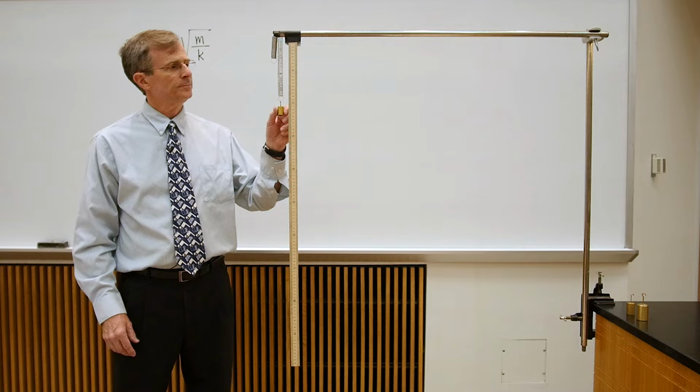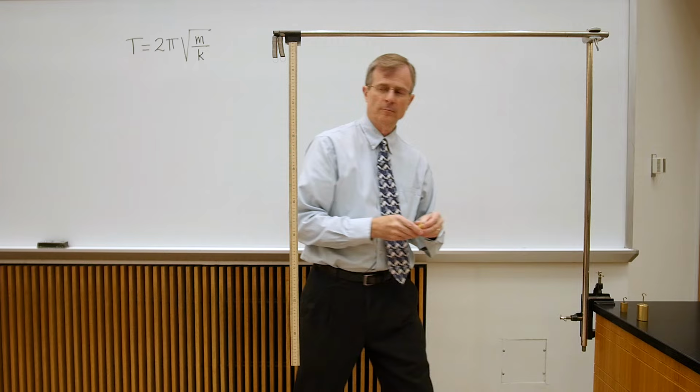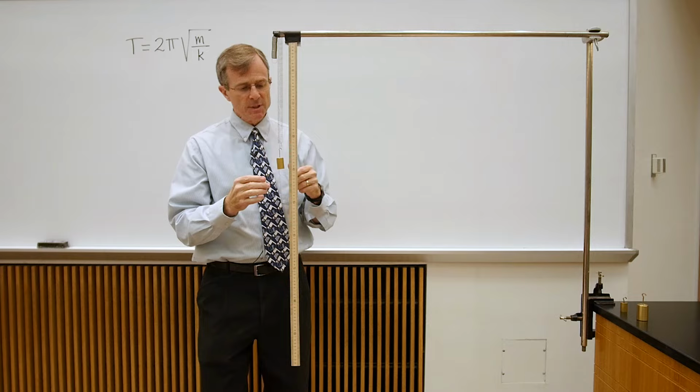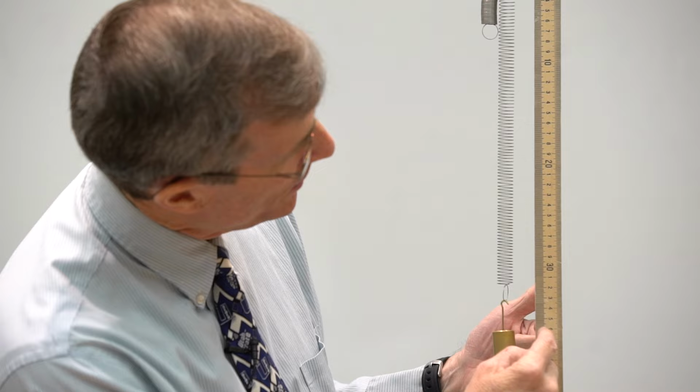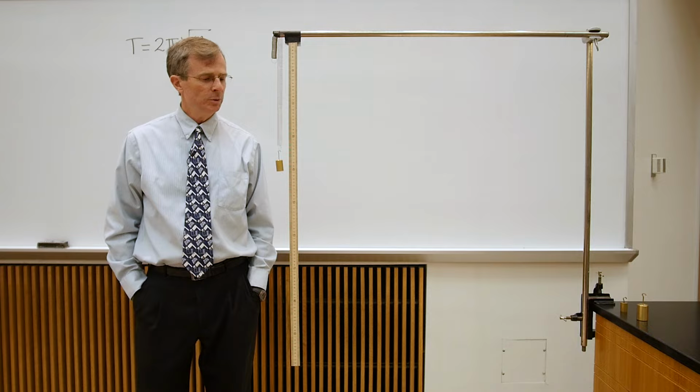But it does depend on the mass. So let's look at the period as a function of the mass by adding a bigger mass. You can remember how fast the last one was going. First thing to notice is that our equilibrium position is no longer at 19 centimeters. It's down at around 36 centimeters. And then if I give it some motion, the period is now slower, it takes longer.